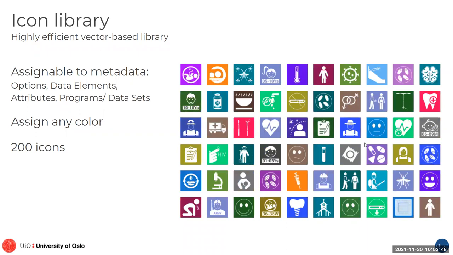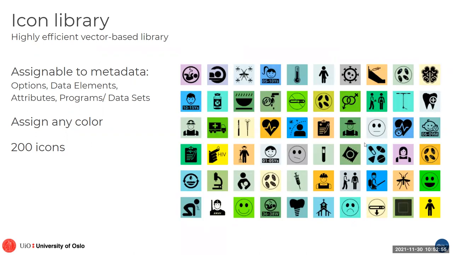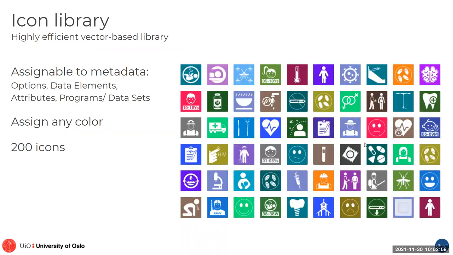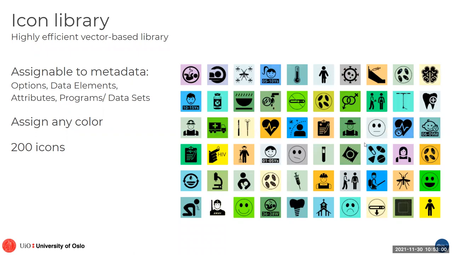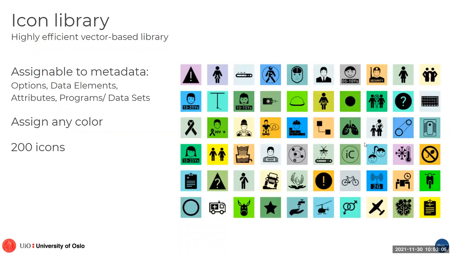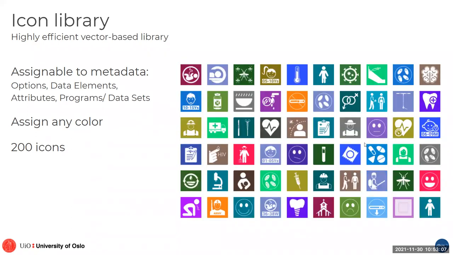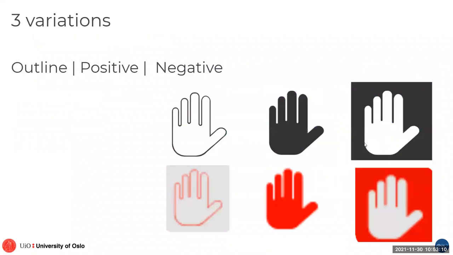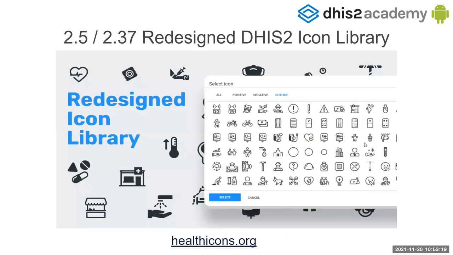However, when we talk about metadata inside the HIS tool, we can also assign icons and colors, as you know. We have around 200 icons. There must be more now, probably close to 250, because of the last reviews we have made for COVID and for education and malaria programs. So tell you more about the icons. For each icon, there are three variations that you can choose: outline, positive, or negative. You can play with that and see how it renders on the application.